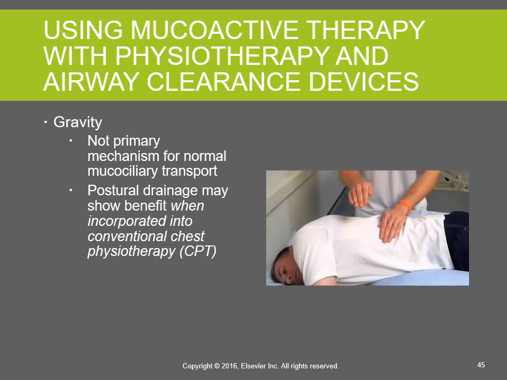Gravity. Many physical factors affect secretion clearance. Gravity is not a primary mechanism alone for normal mucociliary transport. However, postural drainage may show benefit when incorporated into conventional chest physiotherapy, or CPT.